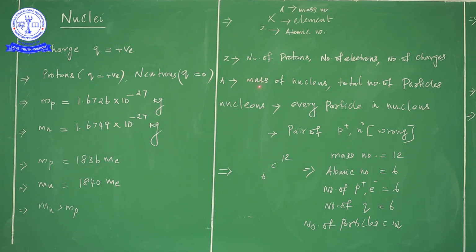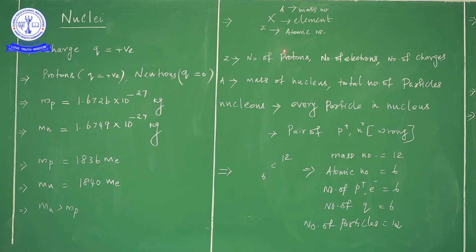From mass number, what we identify is, first, the mass of the nucleus. We can know the mass of the nucleus. Then the total number of particles. If we want to know how many particles we have in the nucleus, we can use the mass number. So you always remember that.